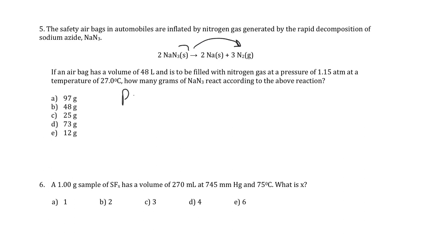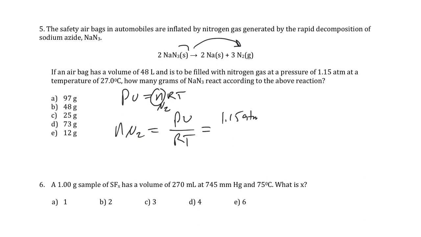So what we want to do here is use PV equal to nRT to calculate the moles of the gas, the moles of the N2. So the moles of N2 that are going to be in the airbag that we need to fill it will be PV over RT. So we need this to go to 1.5 ATM. We need this to go to 48 liters. We need to divide by the gas constant.